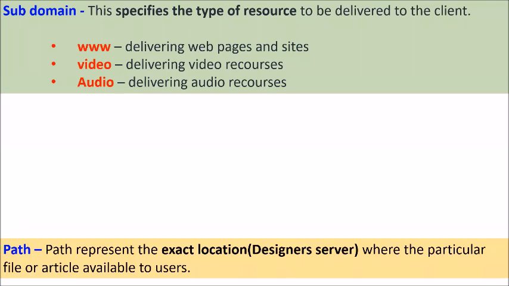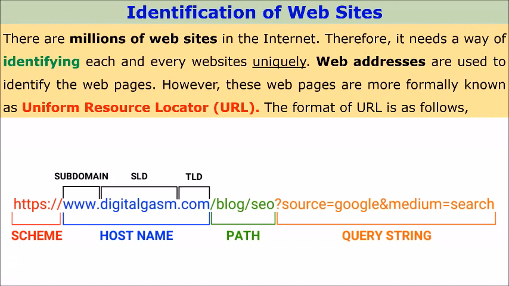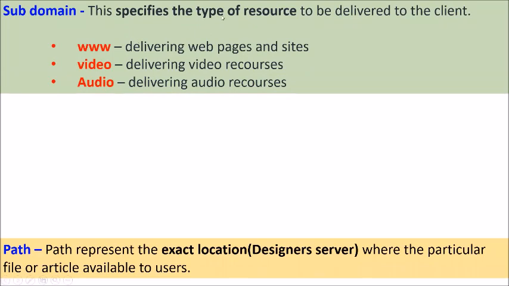Remember the section in the URL where the subdomain is. I can show it again. Subdomain here is a part of the host name. The first part of the host name, denoted by www, is called the subdomain. Subdomain specifies the type of resources to be delivered. Which type of resources you are going to deliver through the internet is specified by the subdomain.